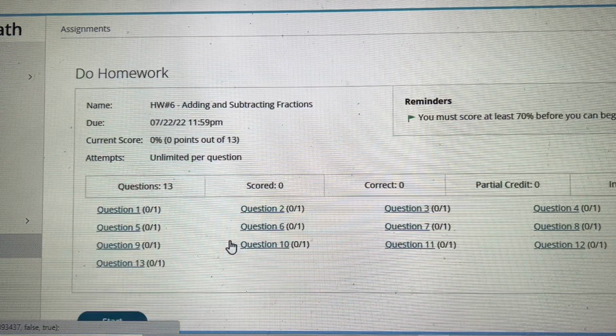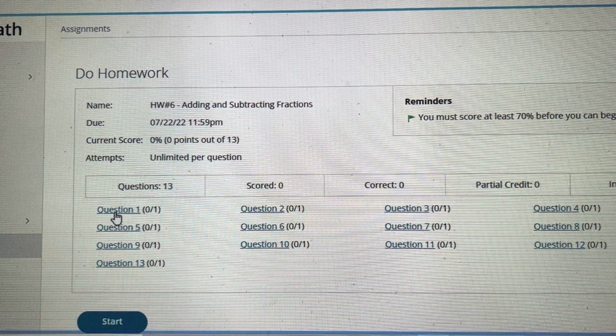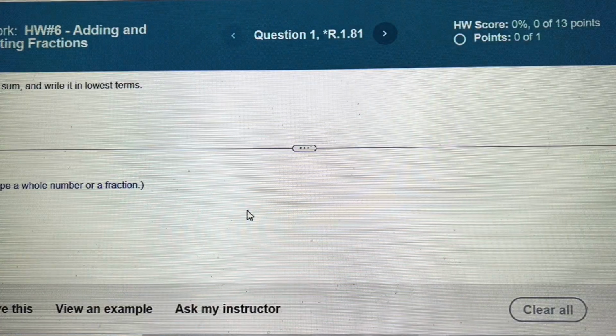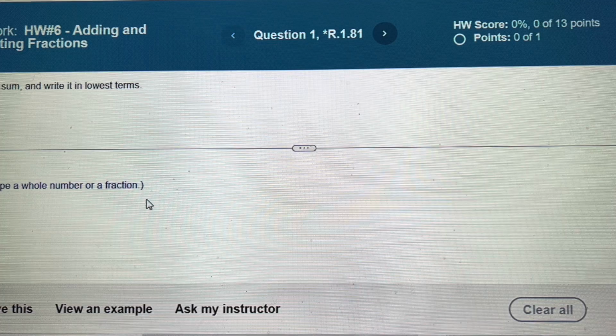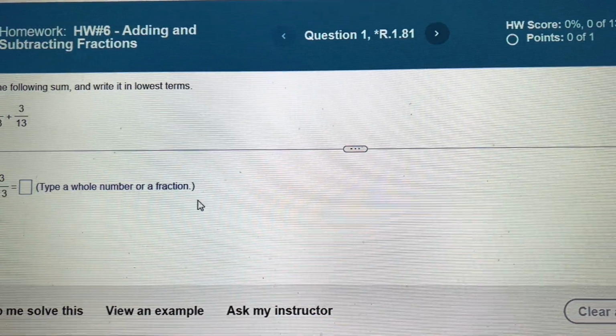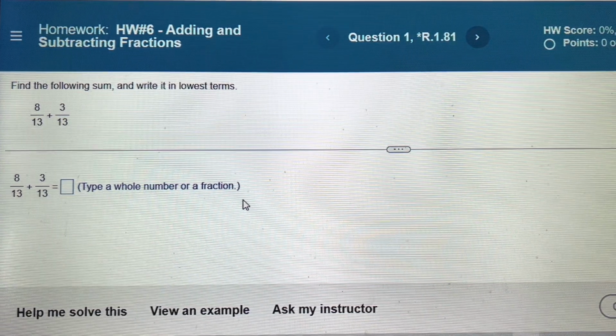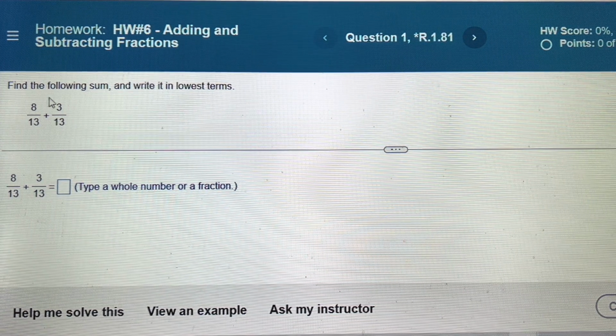So homework 6 is adding and subtracting fractions. Yesterday we did multiplying and dividing. Adding and subtracting is harder for sure. Okay, so slide this over. Okay, what says find the following sum and write it in lowest terms. 8 over 13 plus 3 over 13.